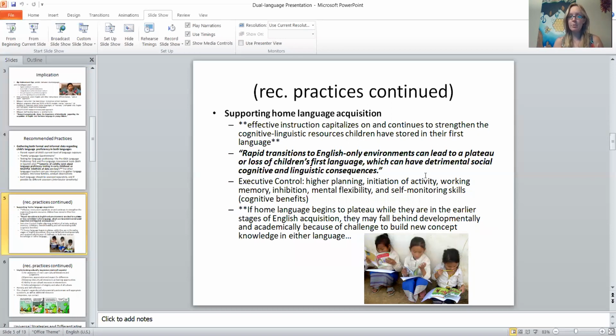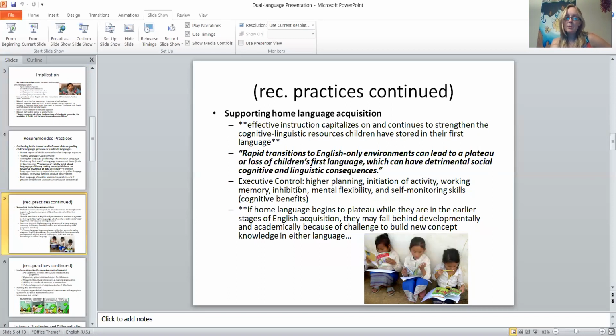But we know this, and we're capable of making sure that the home language acquisition is continued. So I'll go back up to the top part where it says that when it is effective instruction, it capitalizes on and continues to strengthen the cognitive linguistic resources that the children already have stored in their first language. So when they already have it stored in their first language, then they'll be able to use it in the acquisition of a second language. But that's when the instruction is effective, and that's what we want.